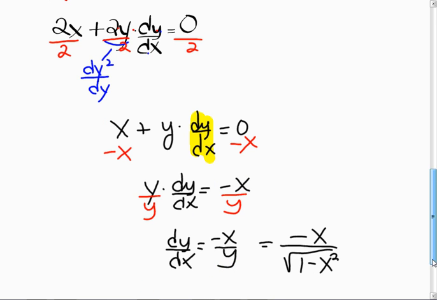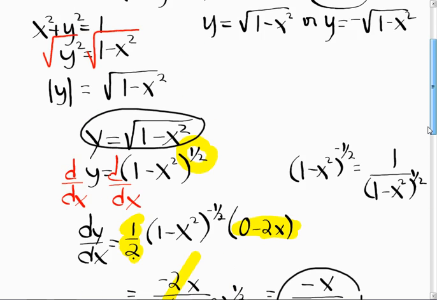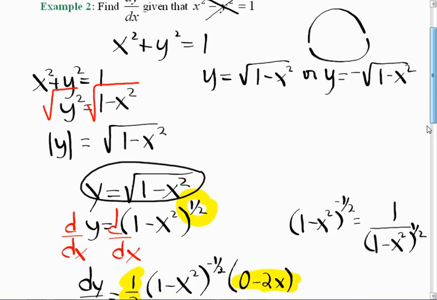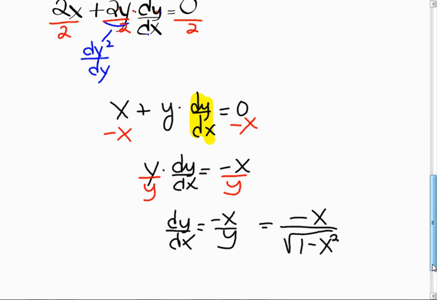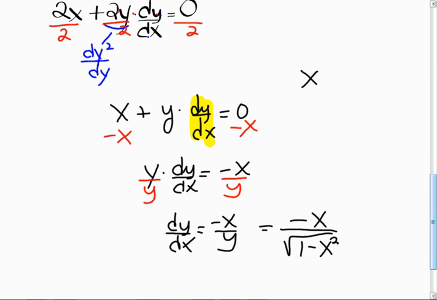Why is y? I don't get it. Why is y what? What's y? If you have x squared plus y squared equals 1, solve for y. Y is equal to the square root of 1 minus x squared.